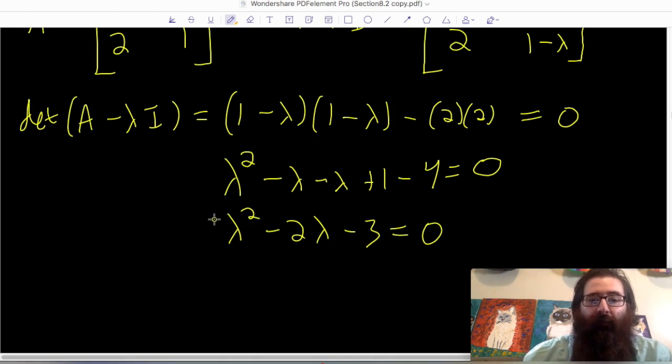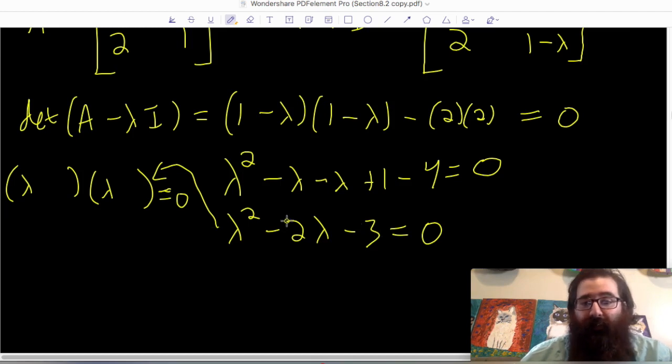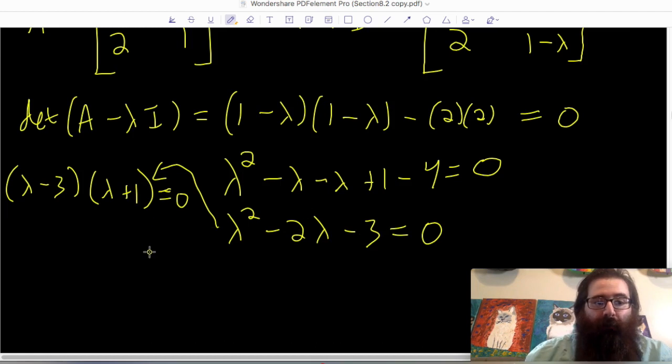And I want to know from here, can I factor this? Well, sure. Lambda in the beginning, and numbers that multiply to negative 3 and add to negative 2: we would say minus 3 and plus 1. So from this, we get our eigenvalues. Lambda sub 1 equals 3. Lambda sub 2 equals negative 1.